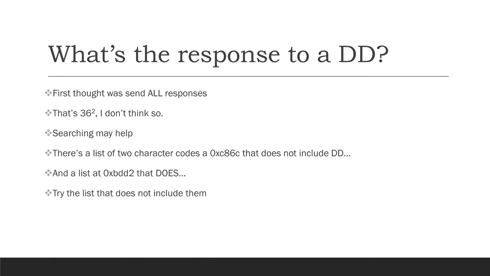So what do I send as a response to a DD? First thought was, well, just send every possible response. That was at least 36 squared. Since they use punctuation, it's more than that. I said, that's not what I want. Well, searching before helped. Let's search through memory again. And I found a list of two character codes that does not include DD and a list of two character codes that does. And I said, I think I have a list of codes I can send and a list of codes I can receive. So write them all down and try the ones that we can receive.